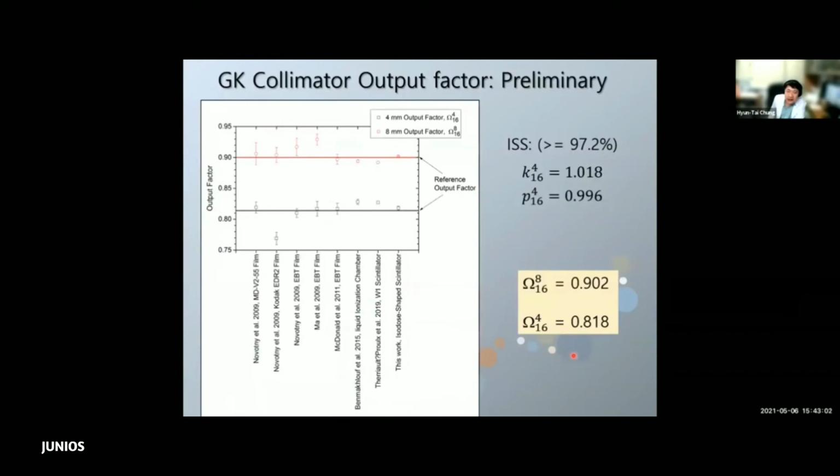So when we measured the output factor, this is a preliminary result yet. For this 97.2%, K416 was 1.018 and P416 was 0.996, and the measured output factors were 0.902 and 0.818. Surprisingly, it was very close to the LGP values. It was too close, much better than our expectations. So we are reviewing our processes to see if we did anything wrong. So soon we will publish our data.